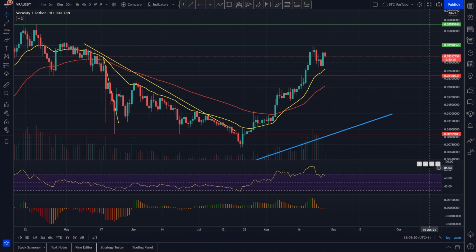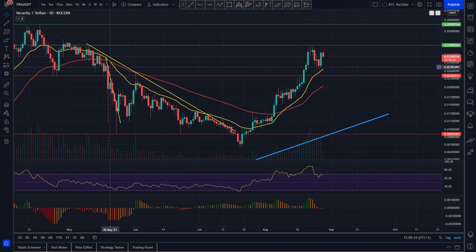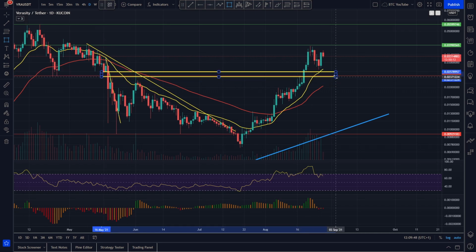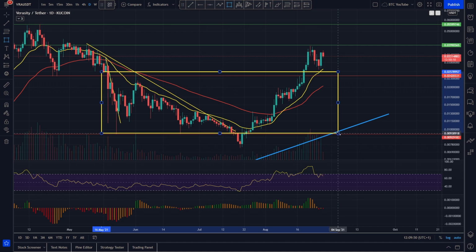So we're just taking a look at Verasity here, and as we can see, it's been doing very well recently, hasn't it? We basically got this range that we always talk about. We formed on the 19th of May, we come all the way down to just under 1 cent. We come all the way back up to that previous level of support flipped into resistance, around here. And we form our range looking something like this, don't we?